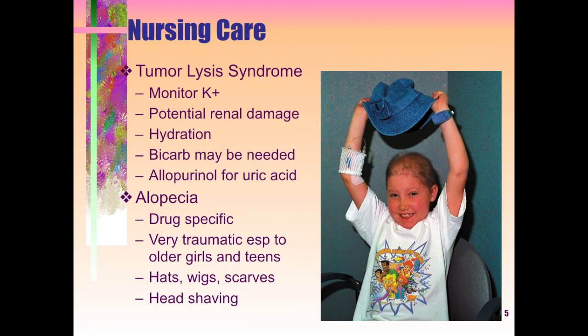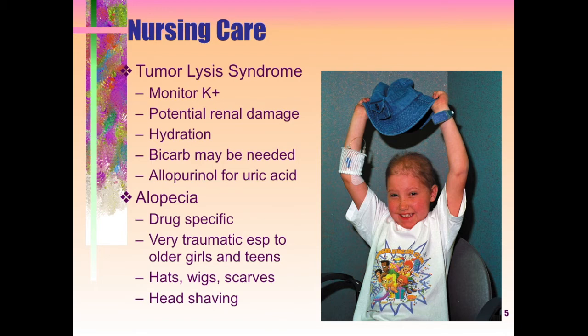As a result of rapid breakdown of tumor cells, the children can develop tumor lysis syndrome. As the tumor is disintegrating, it's releasing a lot of phosphorus and potassium, so we have to monitor that potassium level. There's a potential for renal damage to occur. What we do for this is hydration, and these children will get double maintenance. So if their typical is 88 mLs per hour, then we're going to be giving them 176 mLs per hour.